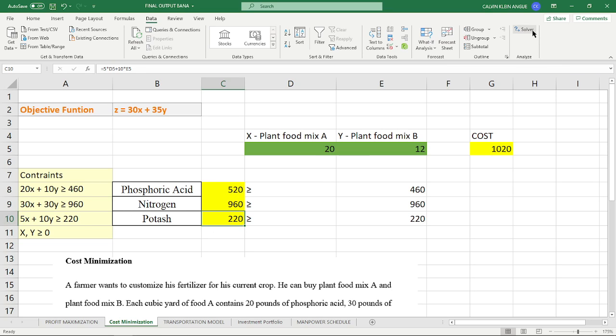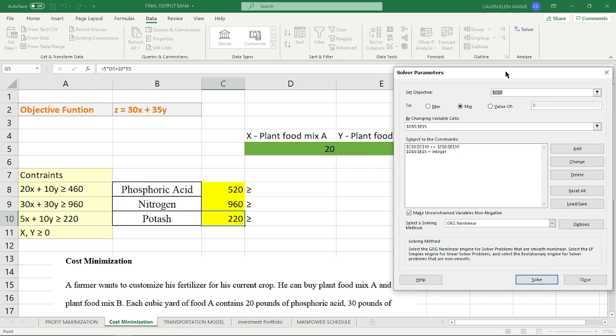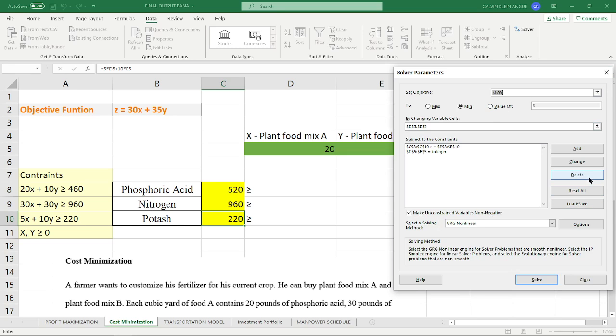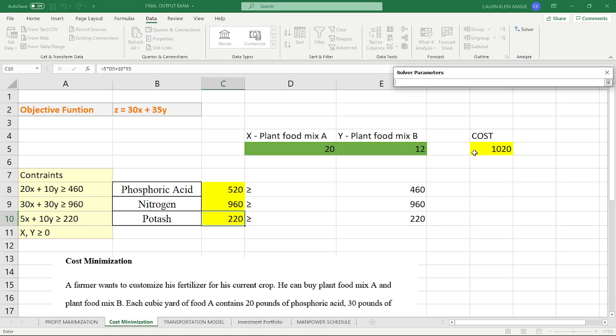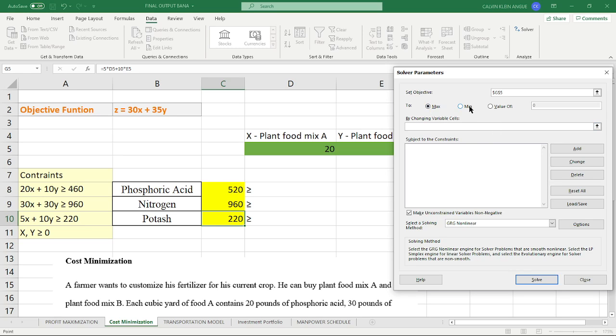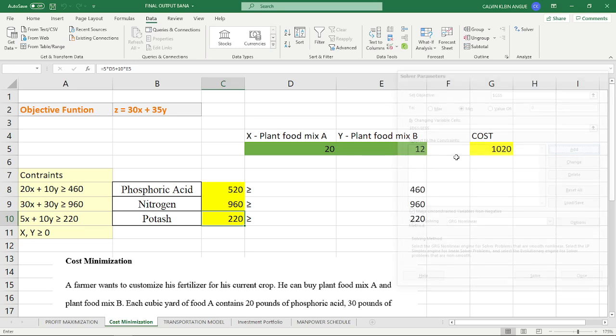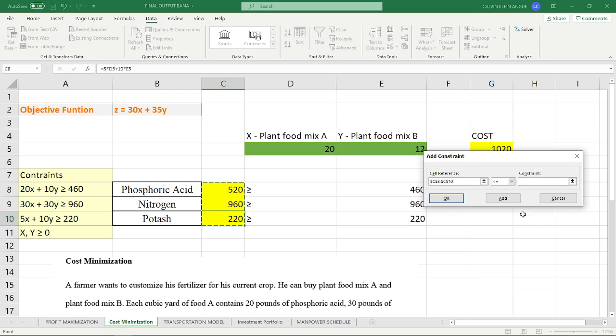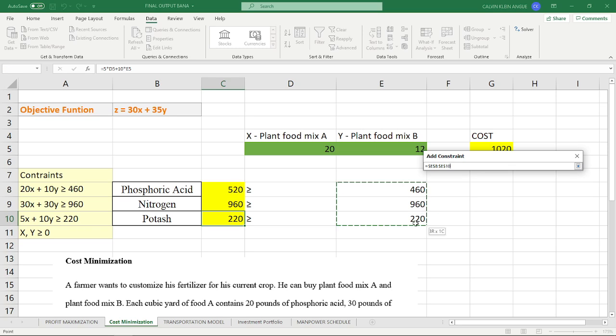So how do we solve that in Excel solver? So let's just clear this first, reset. So set an objective, the cost, then remember we need to minimize it. Our changing variables will be these two. Then for our constraints, this part, then it will be greater than or equals to this part.